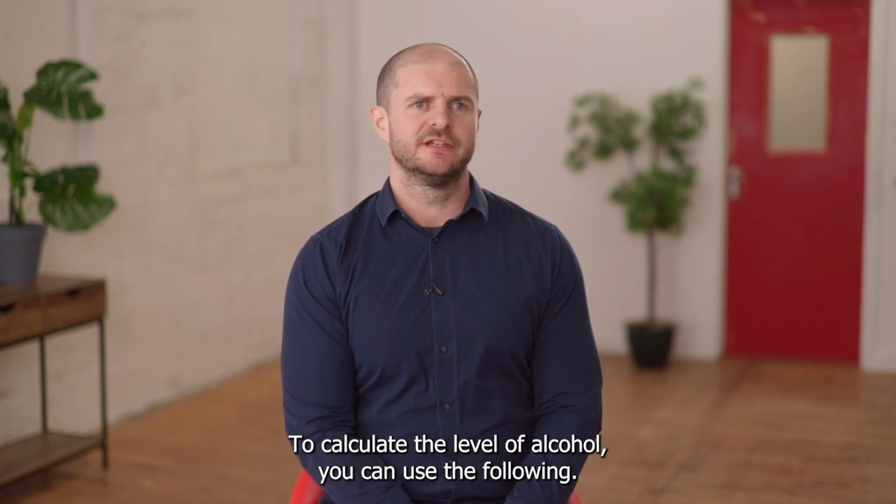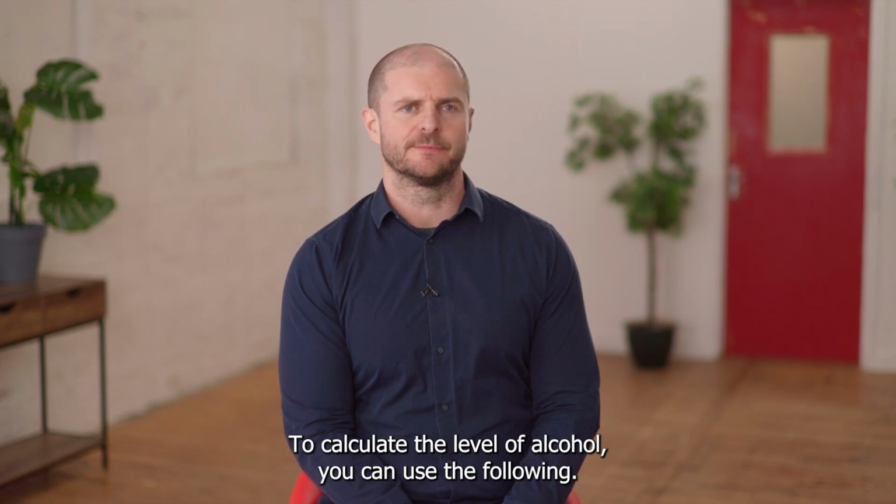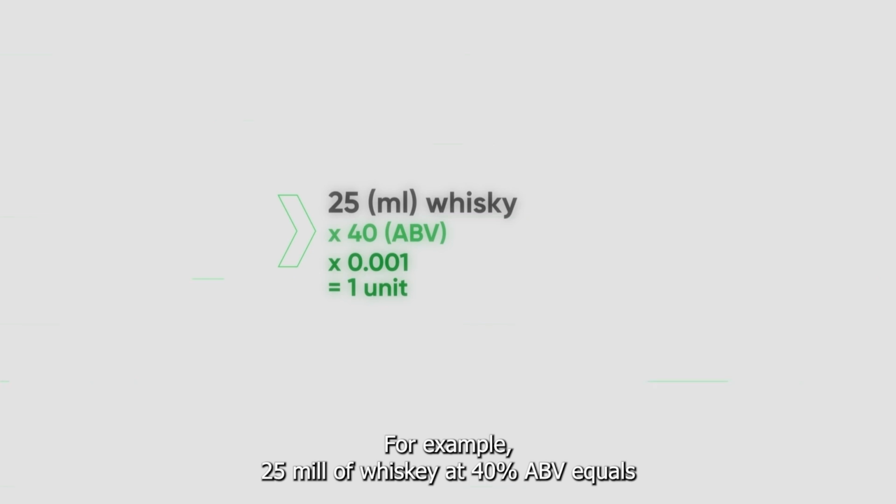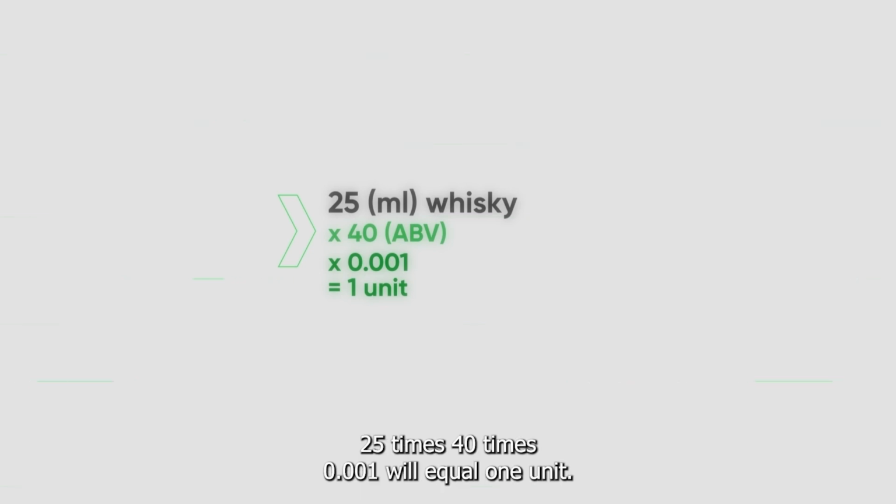To calculate the level of alcohol, you can use the following. Quantity of liquid in milliliters times ABV times 0.001. For example, 25 ml of whiskey at 40% ABV equals 25 times 40 times 0.001, which would equal 1 unit.